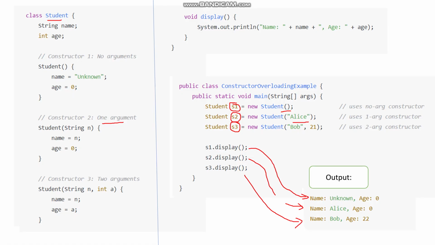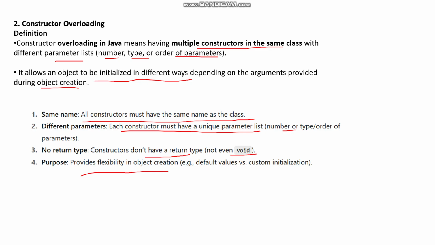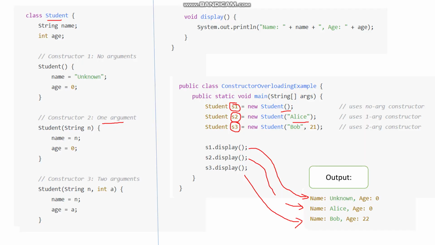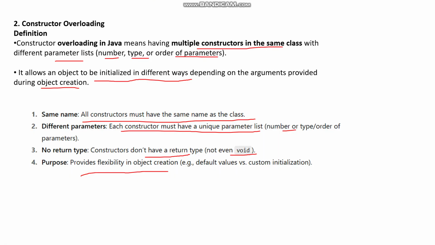Here this is the no-argument constructor, this is the one-argument constructor, and this is the two-argument constructor. This concept is called constructor overloading. Constructor overloading means multiple constructors in the same class with different parameters. Here there are no parameters, here one parameter, here two parameters. This concept is called constructor overloading.